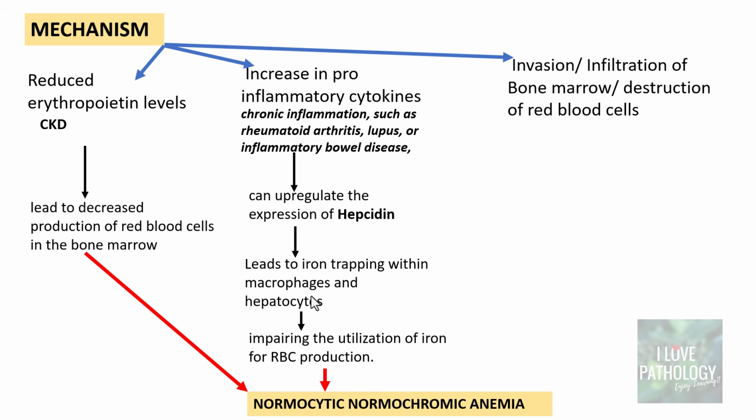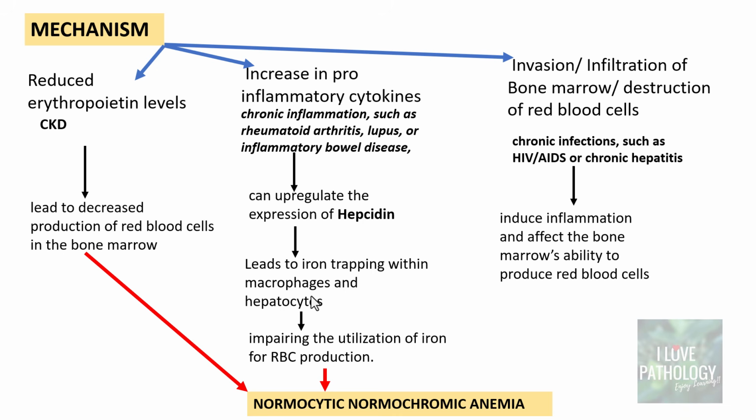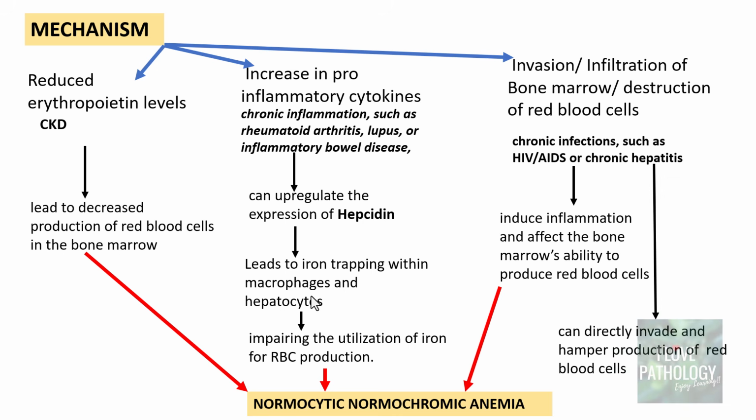The third important mechanism is invasion or infiltration of the bone marrow, thereby leading to destruction of red blood cells. Conditions like chronic infections such as HIV, AIDS, or even chronic hepatitis can induce inflammation and affect the bone marrow's ability to produce red blood cells, which results in normocytic normochromic anemia. Sometimes they can directly invade and hamper the production of red blood cells. So these are some of the causes and mechanisms of normocytic normochromic anemia. That's the reason why you should not neglect any case of normocytic normochromic anemia.